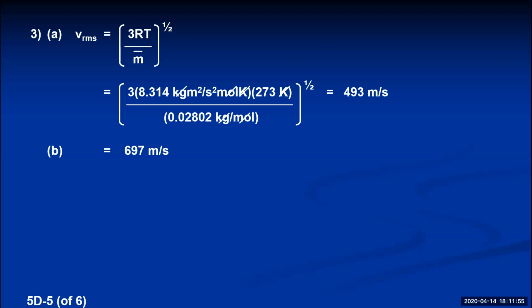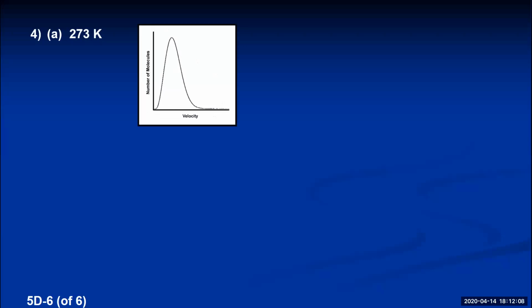Question 4, graph the relative number of nitrogen molecules versus their velocities at these two temperatures. So when you have a group of gaseous molecules at a particular temperature, they will have a range of velocities. And so if we graph the velocities on the x-axis, there'll be molecules with low velocities, there'll be molecules with high velocities, but they will all center around an average velocity, which is 493 meters per second. If we raise the temperature to 546, the root mean square velocity, the average velocity we just talked about, is going to increase. In fact, it's going to increase up to 697.